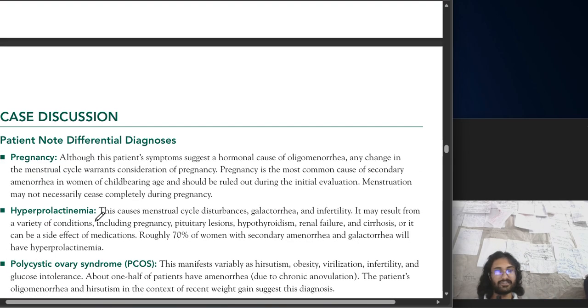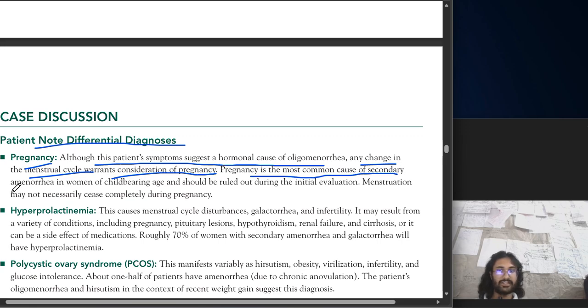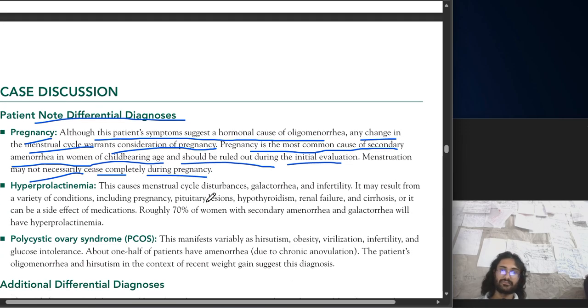Now, case discussion. Patient's differential diagnosis. First of all, pregnancy. Although this patient's symptoms suggest a hormonal cause of oligomenorrhea, any change in the menstrual cycle warrants consideration of pregnancy. Pregnancy is the most common cause of secondary amenorrhea in women of childbearing age and should be ruled out during the initial evaluation. Menstruation may not necessarily cease completely during pregnancy.